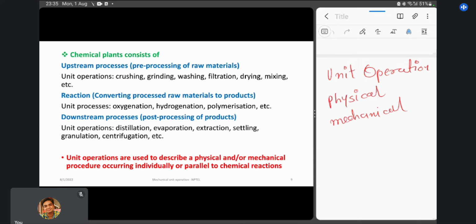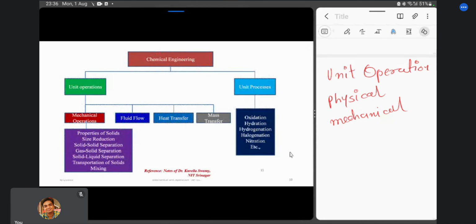That is why they are also known as a unit operation or mechanical unit operation, which we will see in the upcoming slides. So this is a diagram of chemical engineering which we just discussed. Chemical engineering is all about unit operation and unit process.